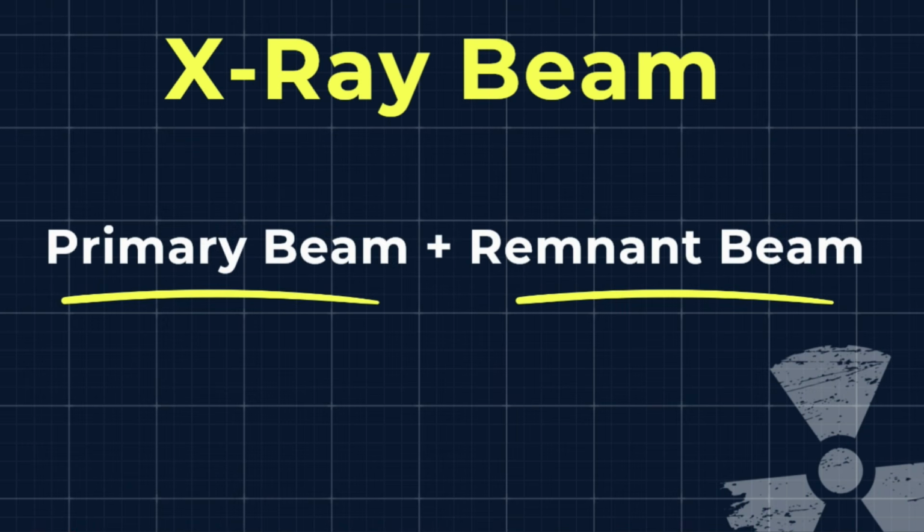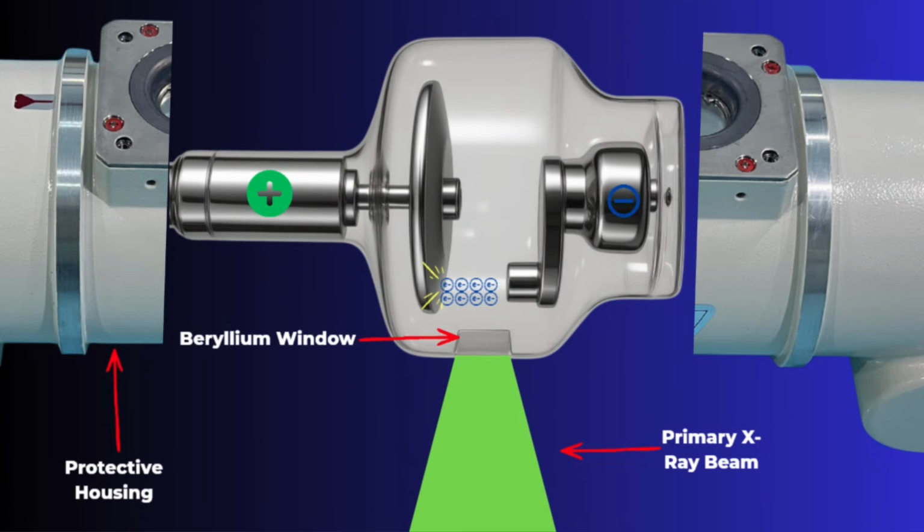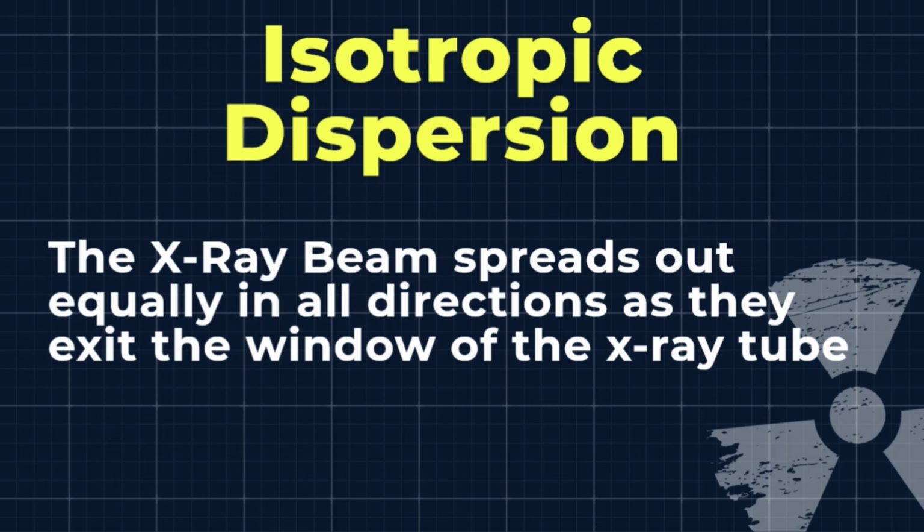The X-ray beam consists of two major portions, the primary beam and the remnant beam. The primary beam is the radiation emitted from the X-ray tube before it interacts with the patient. So if we look at this diagram here, the X-rays that are produced at that 12-degree tungsten target of the anode during deceleration end up spreading out isotropically, meaning they diverge equally in all directions from this point forward as they exit the beryllium window.